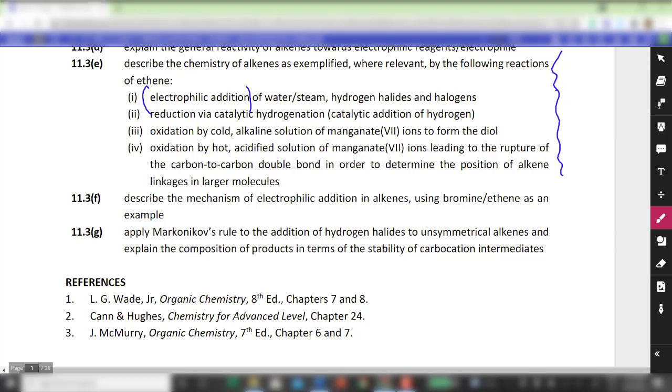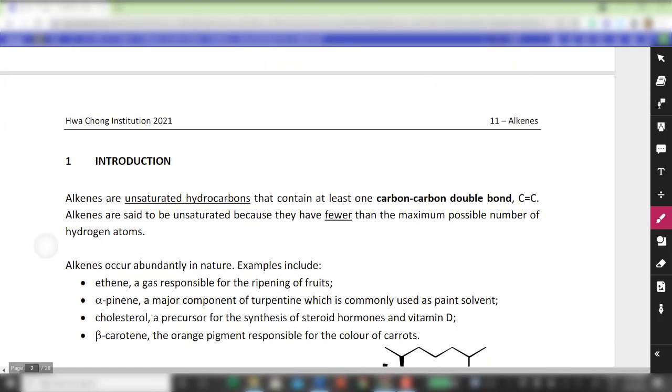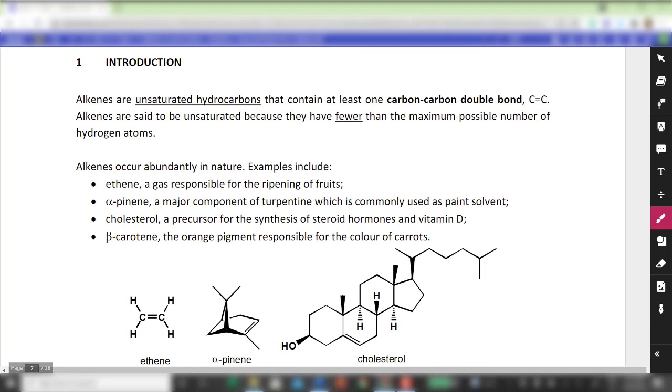As of now, we are aware that the reason why he observed the HX being added in a certain way is largely due to the fact that the intermediate produced, which is the carbocation, the more stable one will be formed, and the less stable one will not be favored, and that explains why certain products are favored. So later we're going to touch on them. Okay, so without further ado, we're going to go into the introduction.